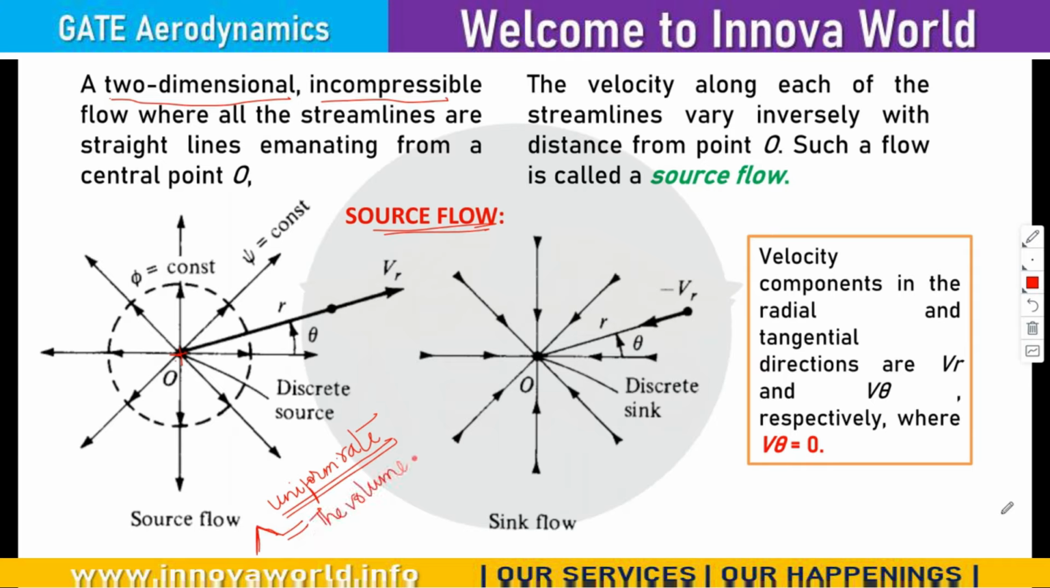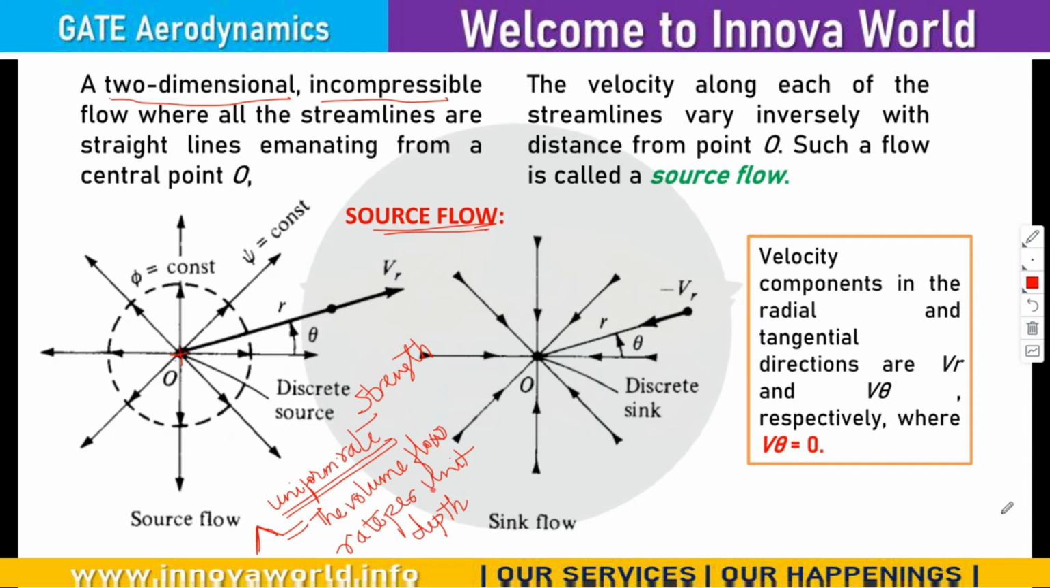It is nothing but the volume flow rate per unit depth. So you can also represent that as the uniform rate, or the strength of the source.